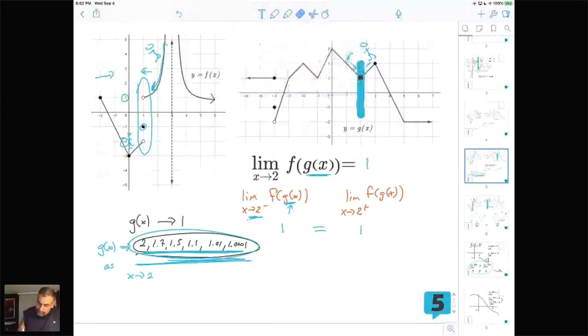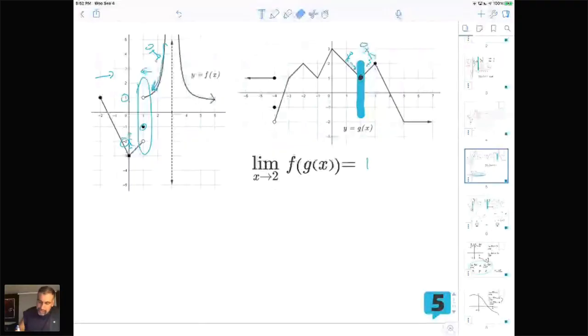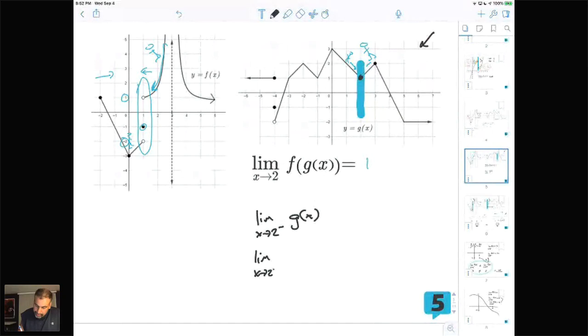Let me just kind of start. The key to this one, and this is the tricky one, is to understand when you look at the limit as x approaches 2 of g of x, that's this graph right here, you're going to agree that regardless of whether you come from the left or from the right, we're going to get the answer 1. But the key to understanding this problem is how we get the 1. How do they approach the 1?